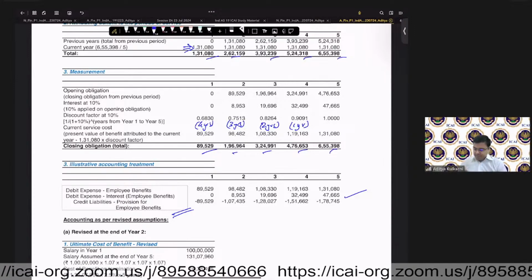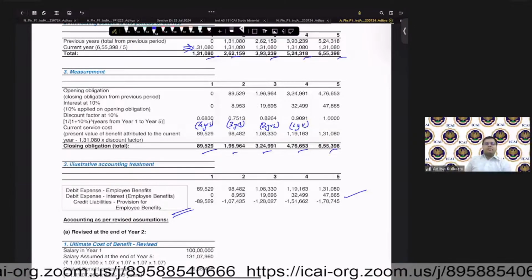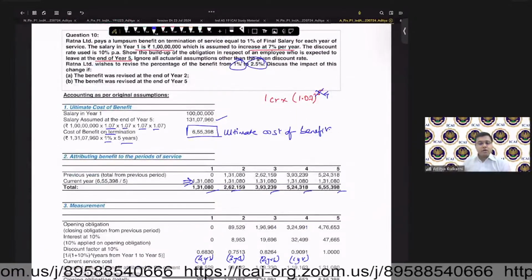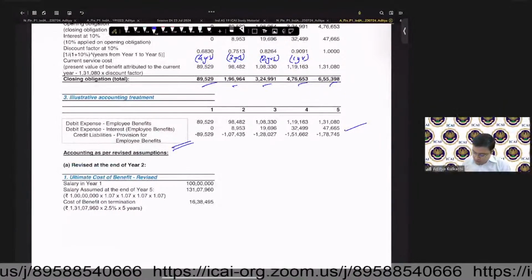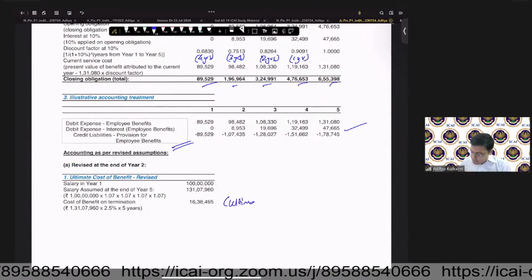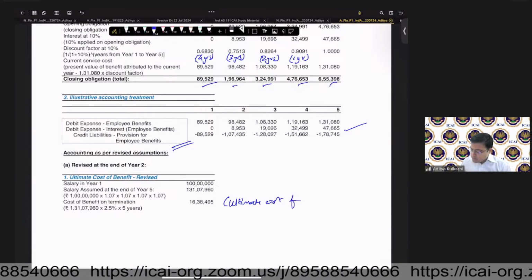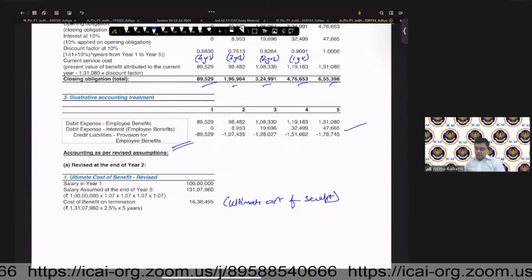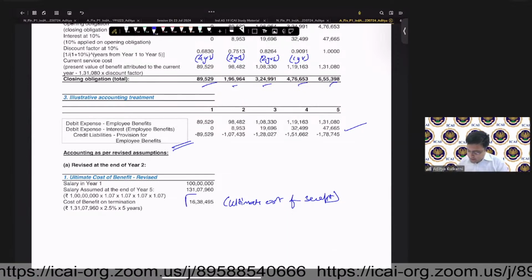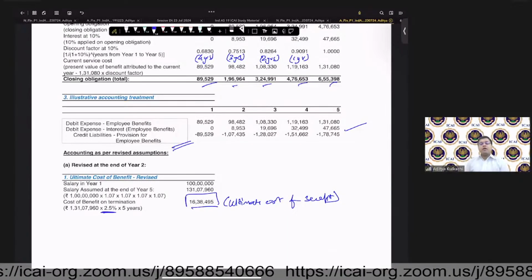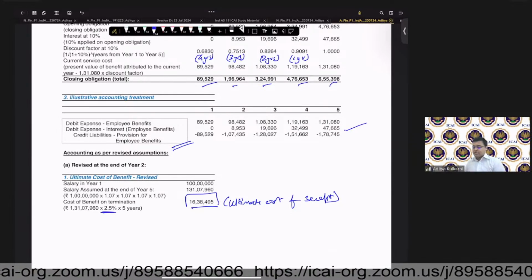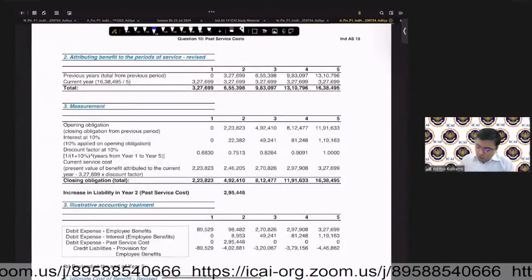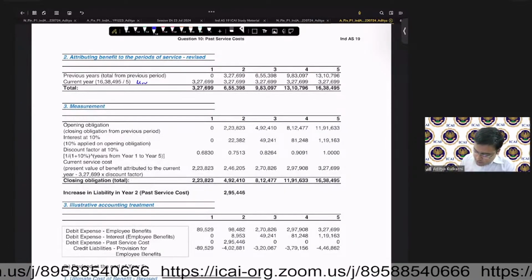All right. Let us move ahead. So first base plan accounting is done. Now there is a plan amendment. 1% के बदले में you are going to get 2.5%. So the ultimate cost of benefit. So when I talk about ultimate cost of benefit, instead of 1%, we now use 2.5%. So it comes to 16,38,495.